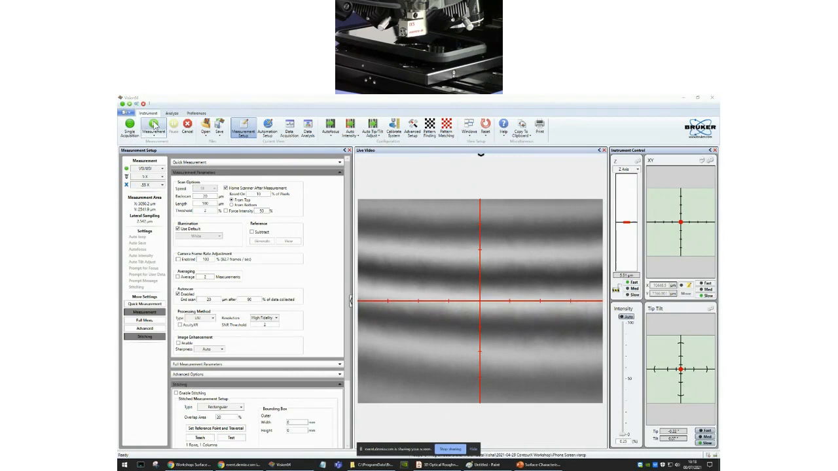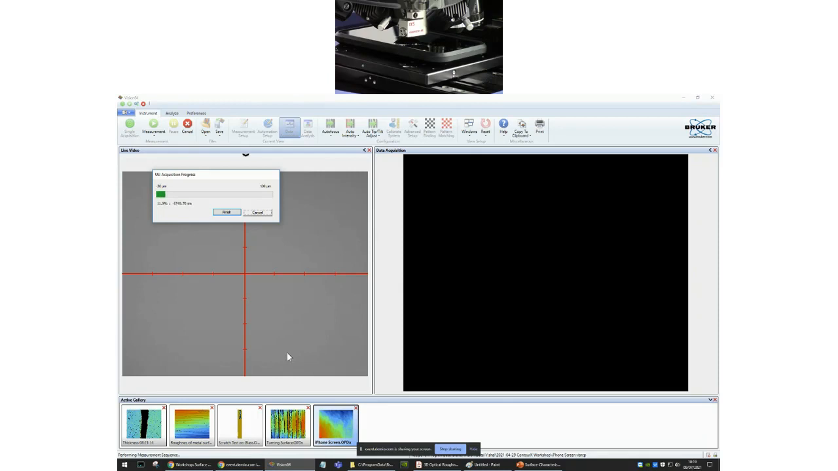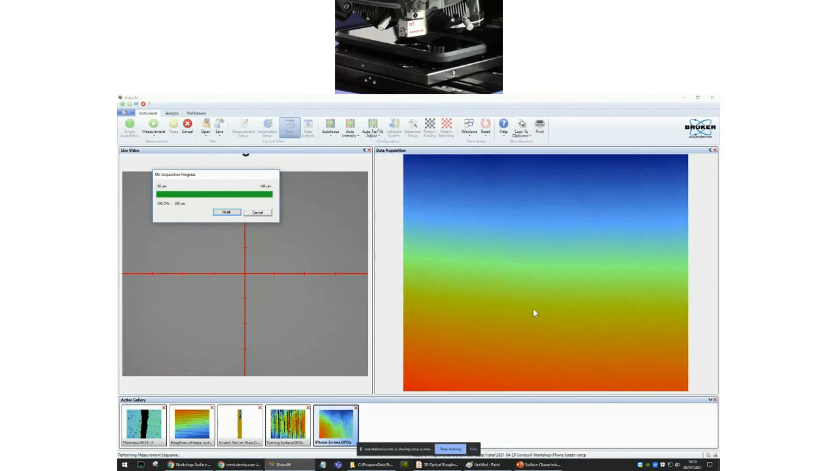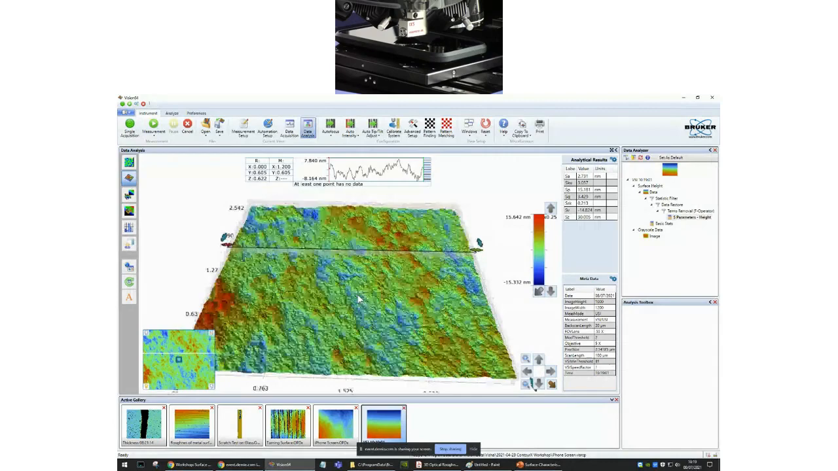You can see now it's doing the scan. On the left here, you saw the fringes go by. On the right, it's done the plot of the 3D map itself. And now it's just processing the data, and we will see what the surface looks like. There you go. So this is the surface. And actually, unfortunately, all of you are completely wrong. The roughness here is actually less than 3 nanometers.